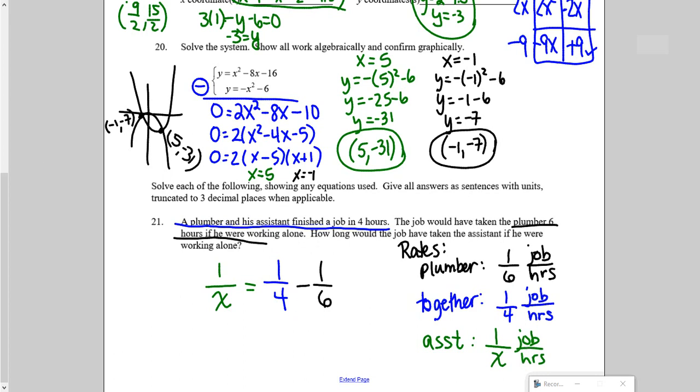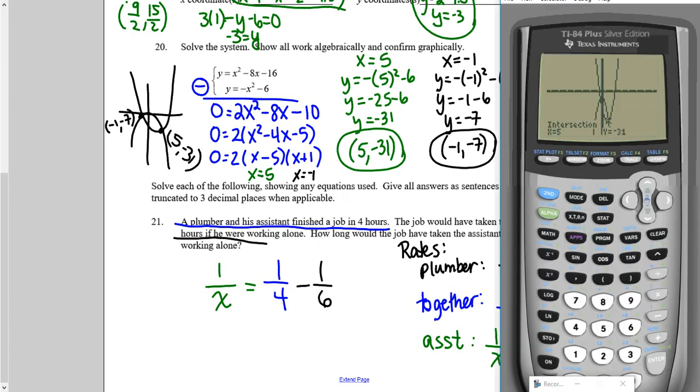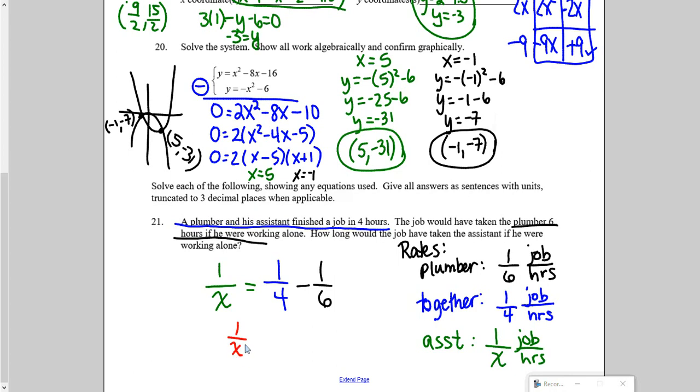I could do the fractions just by getting a common denominator, but in case I make a mistake, I'm going to go ahead and do them in my calculator. 1/4 minus 1/6. I go math, to the right and up. So I have 1/4 minus 1/6. I get 1/12. So 1 over x is equal to 1 over 12. If I take the reciprocal of both of those, I have x equals 12.